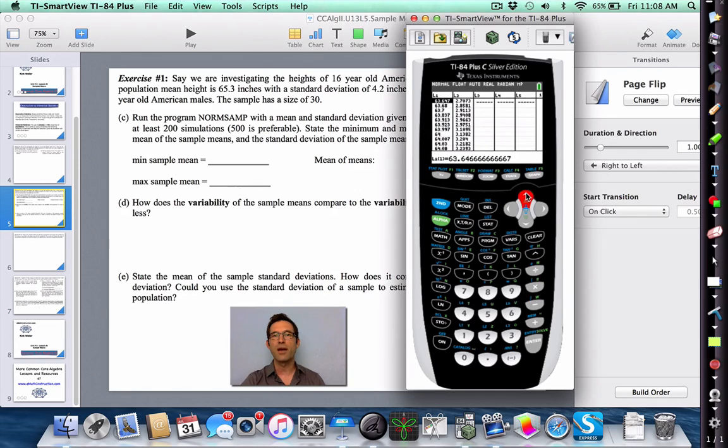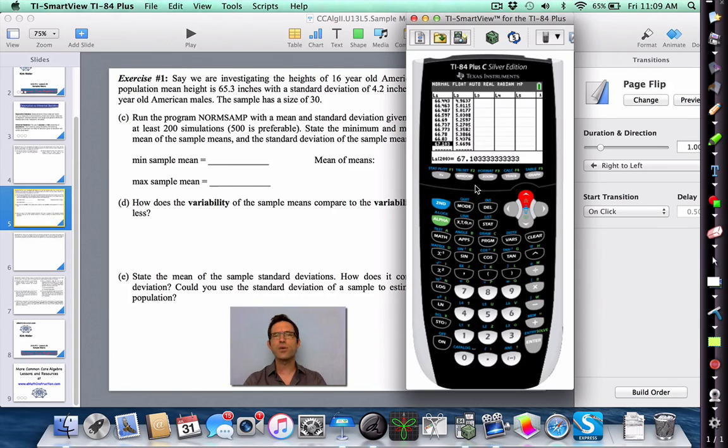Now, one of the cool things you may not know about a data set: I don't really want to hit down 200 times. So if I go up and then hit up arrow one more time, I can get to the last element in my list. The largest mean, the maximum mean, was 67.1. So you do see quite a bit of variation in these sample means, right? And that's all due to sampling variability. The sample that we took that had the smallest mean was 63.6, and the one that had the largest was 67.1, which are both relatively close to 65.3, but not exactly the same.